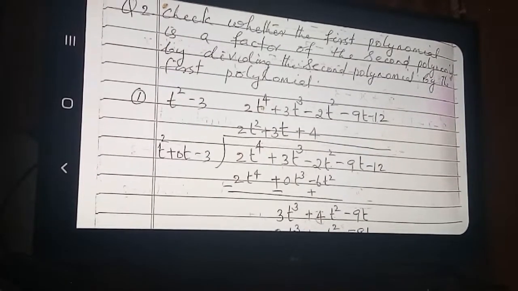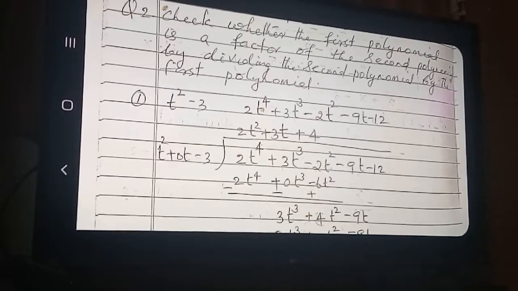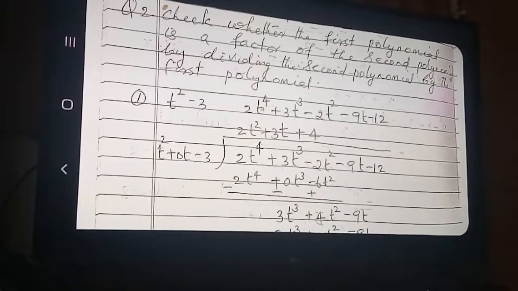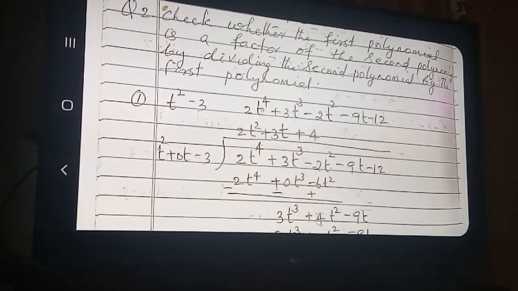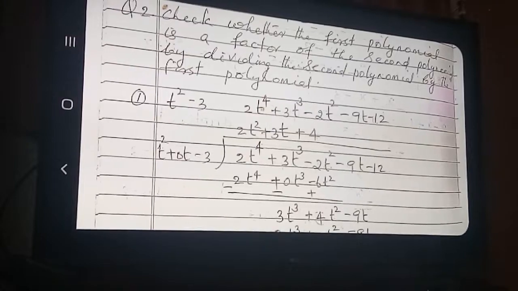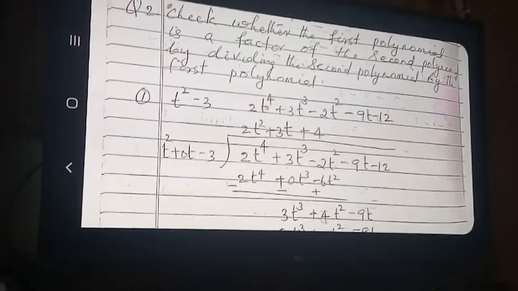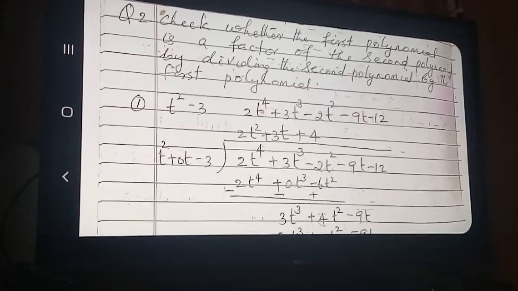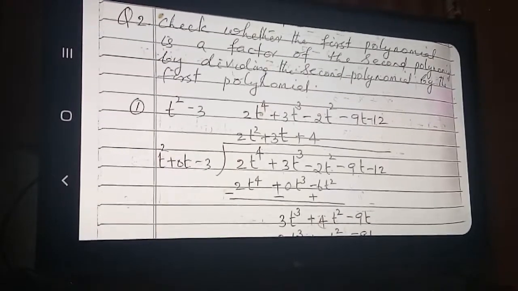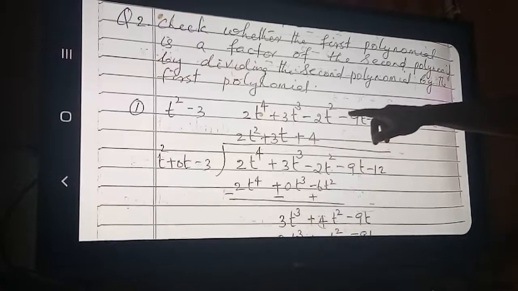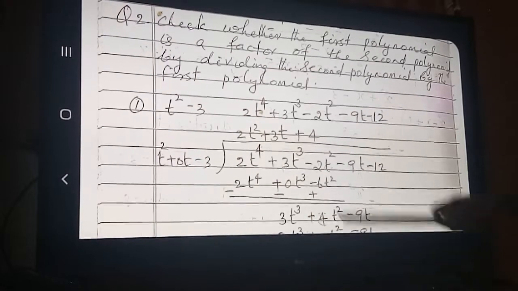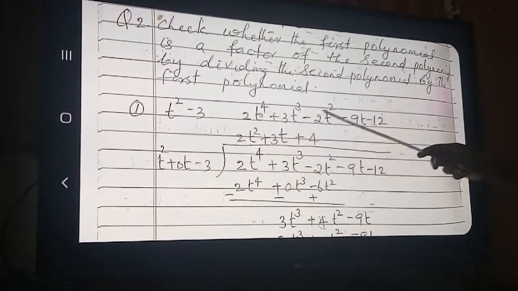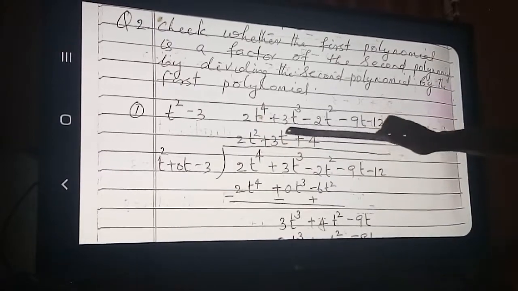For example, 8 divided by 2. 8 you are dividing by 2, you will get the remainder 0. So we can say 2 is a factor of 8. Another example, 25 you can divide by 5. When you are dividing 25 by 5, you will get a remainder 0. So remainder 0 getting, then we can say 5 is a factor of 25. Same way, here also you divide the second polynomial by the first polynomial. While dividing, if you are getting remainder 0, then we can say that t square minus 3 is a factor of this polynomial. Okay, division I am not going to explain now.